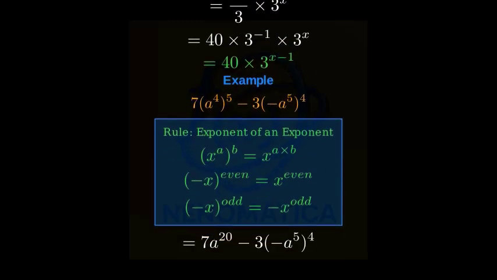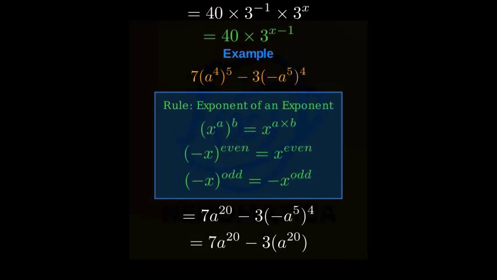For the first term, (a^4)^5 equals a^(4 times 5), which is a^20. So we have 7 times a^20. For the second term, (-a^5)^4. Since we're raising a negative number to an even power, 4, the result is positive. So this equals a^(5 times 4), which is a^20. This gives us 7a^20 minus 3a^20.